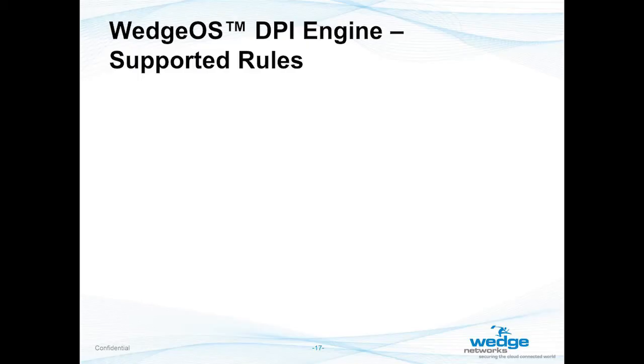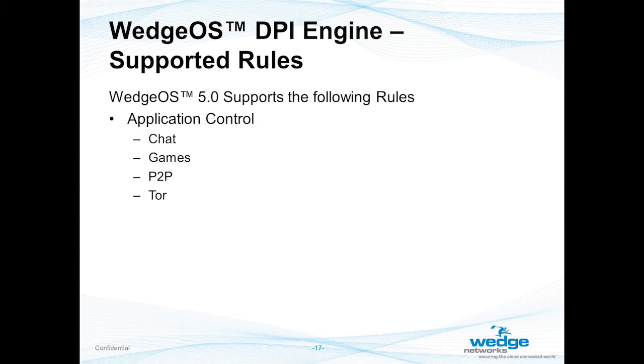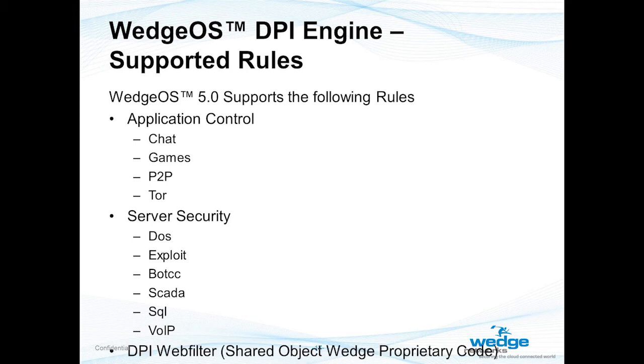Now, out of the box, our WedgeOS engine comes with a lot of rules. One of them is for application control, which allows you to control the following applications: chat, games, P2P, and Tor. And we also have server security, because a lot of our installations are installed to protect server farms. So we'd have your typical DDoS exploits and SCADA protection and so on. And then you'd also have the DPI web filtering, which we spoke about, that would provide asymmetric web filtering functionality.